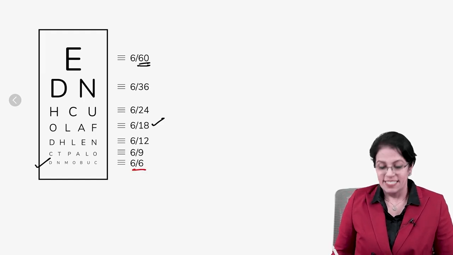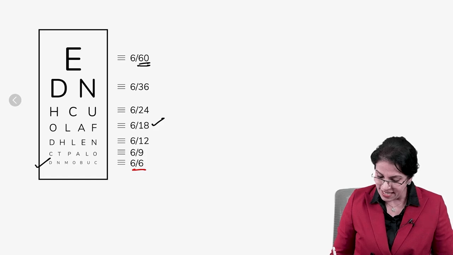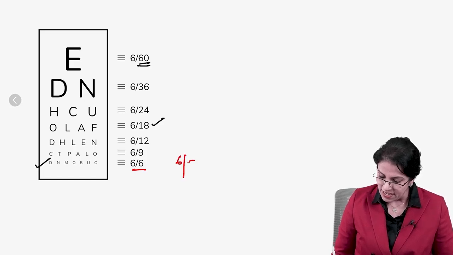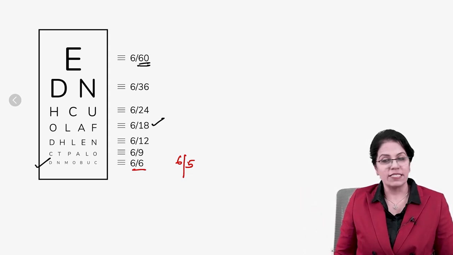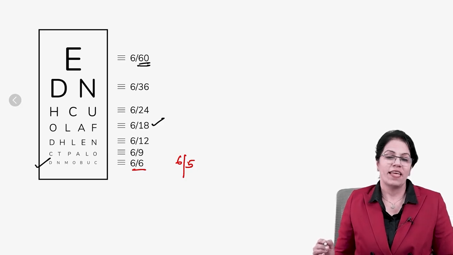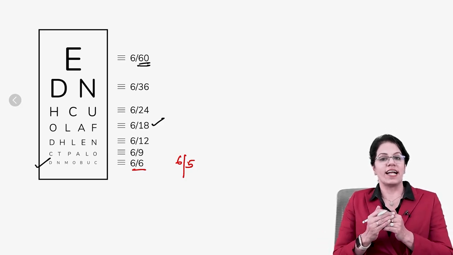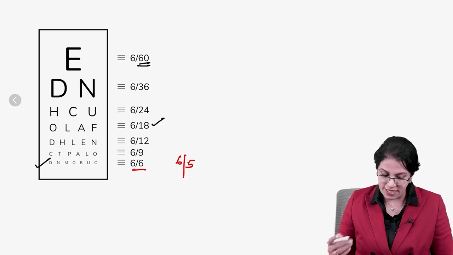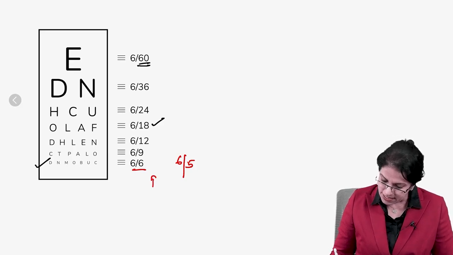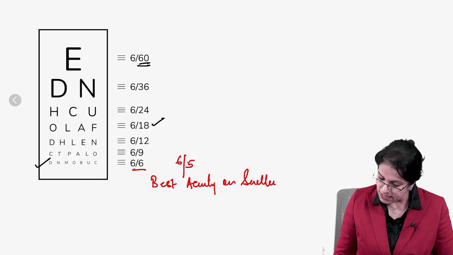No. Some people can be even 6 by 5 and very rarely 6 by 4 or 6 by 3, but that is rare. But yes, 6 by 5 is still a little common. When we are talking in standard terms, 6 by 6 is considered the normal visual acuity. But the best acuity on Snellen's, if I ask you, reported till now, can be as good as 6 by 4 or 6 by 3 as well.